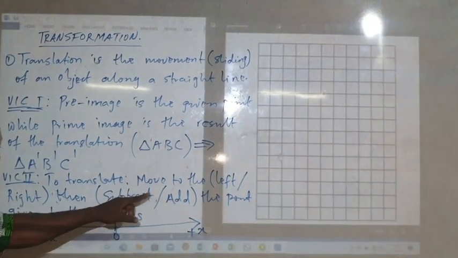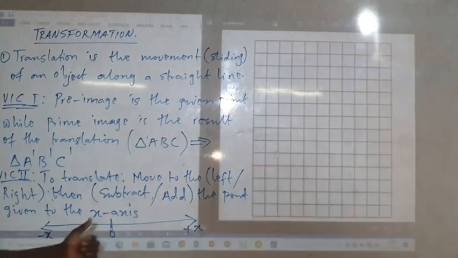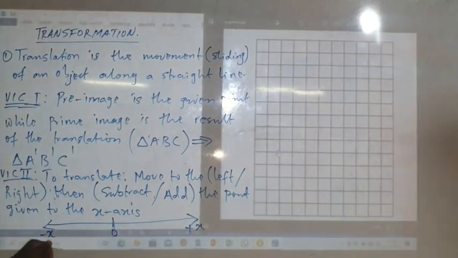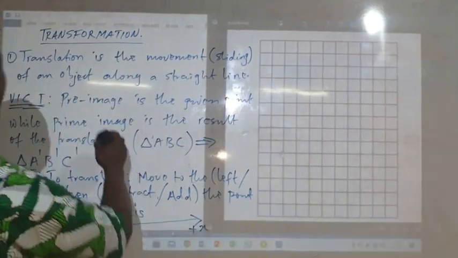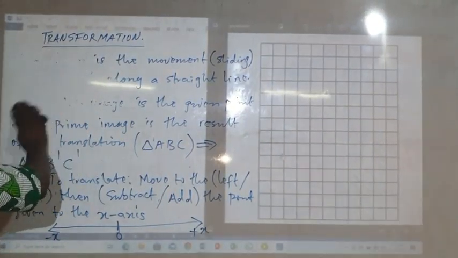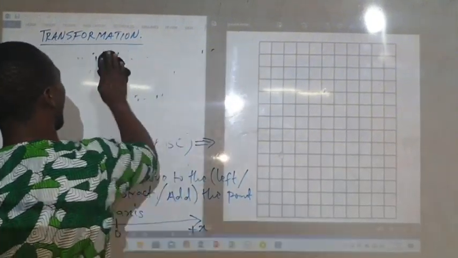If you are moving to the left, that means you are subtracting from the X-axis. But if you are moving to the right, you are adding to the X-axis. So the second part of the VIC2 is up and down, that is along the Y-axis.